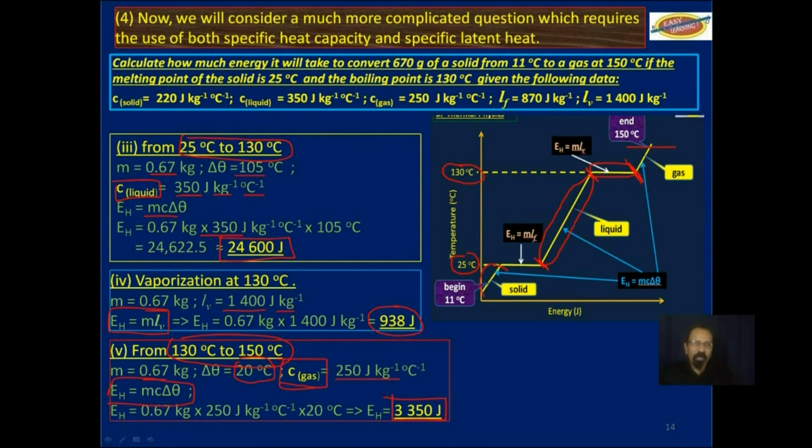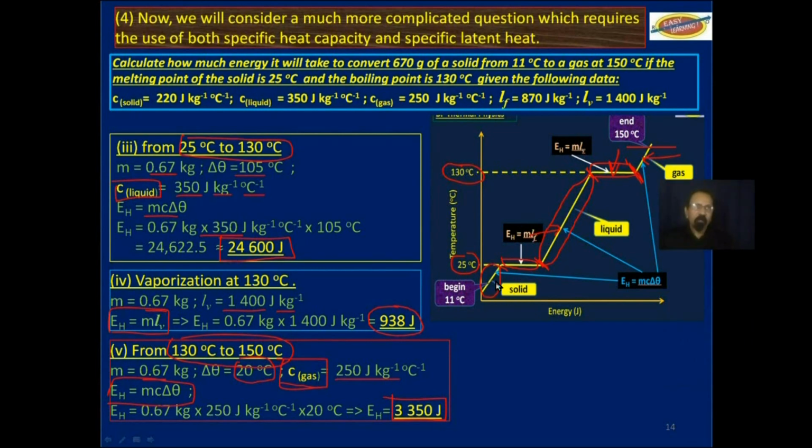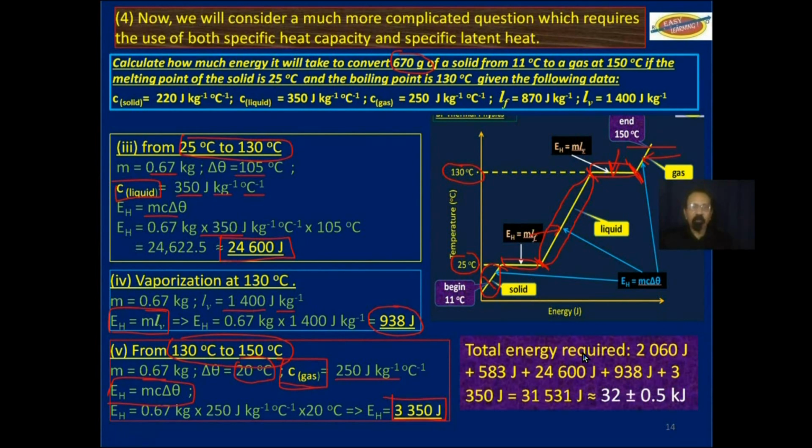Well, think about it. We calculated the energy here and there and there and there and up here. And you want to know how much energy it will take to change 670 grams of this material from a solid at 11 degrees Celsius to a gas at 150 degrees Celsius. So we did each part separately. All we have to do now is add them up.